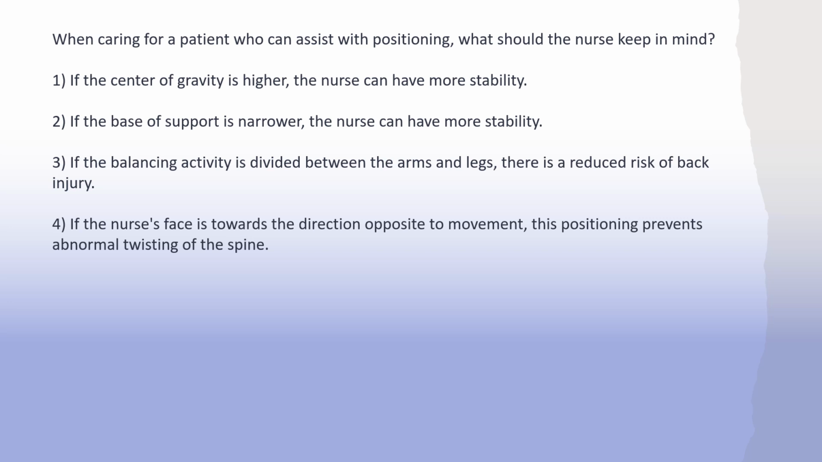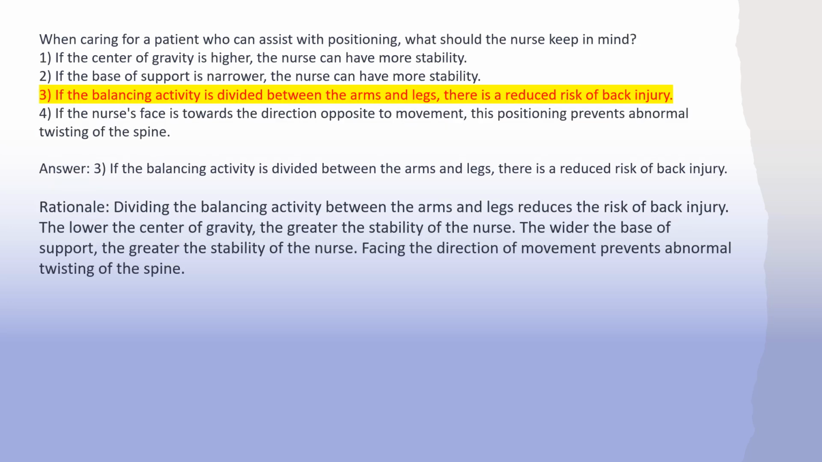When caring for a patient who can assist with positioning, what should the nurse keep in mind? 1. If the center of gravity is higher, the nurse can have more stability. 2. If the base of support is narrower, the nurse can have more stability. 3. If the balancing activity is divided between the arms and legs, there's a reduced risk of back injury. 4. If the nurse's face is towards the direction opposite to movement, this positioning prevents abnormal twisting of the spine.